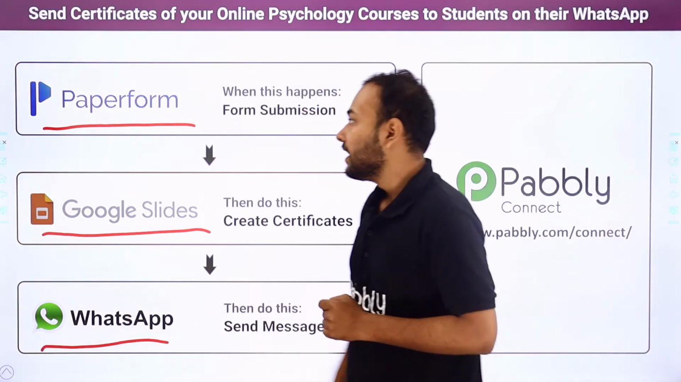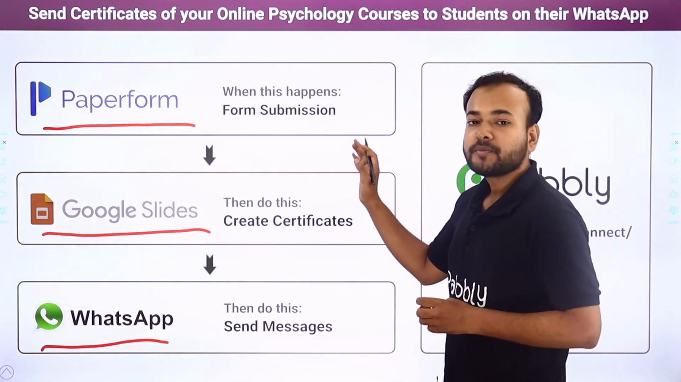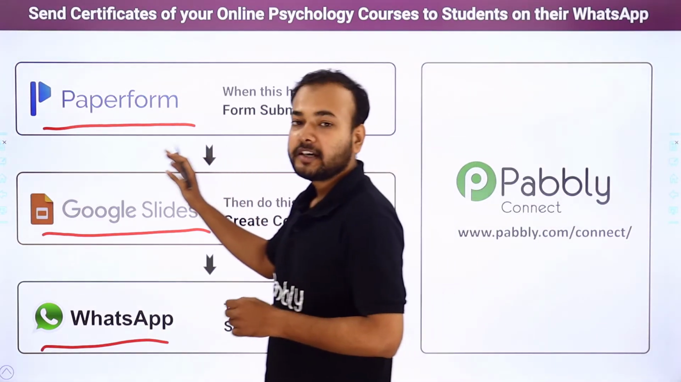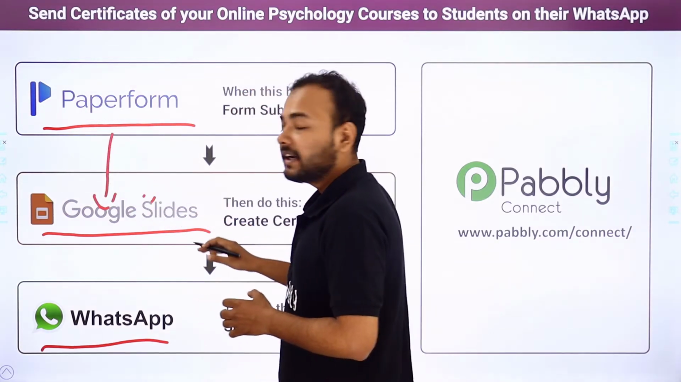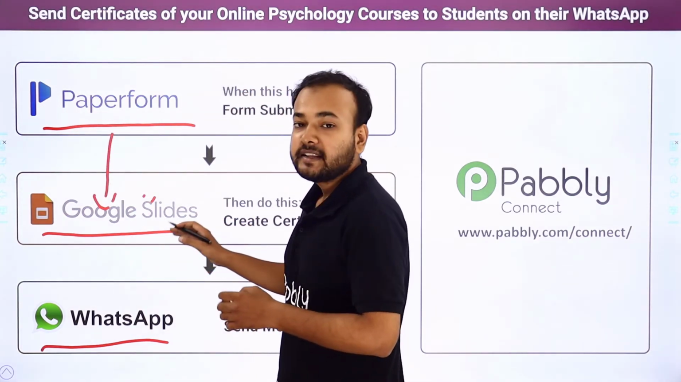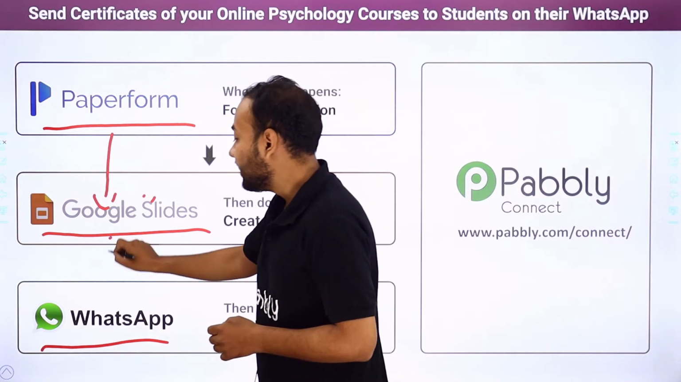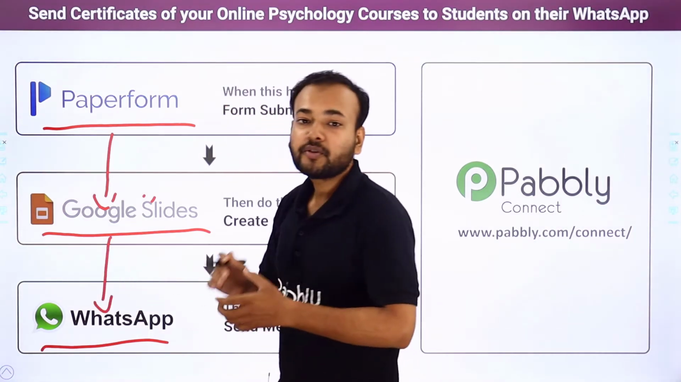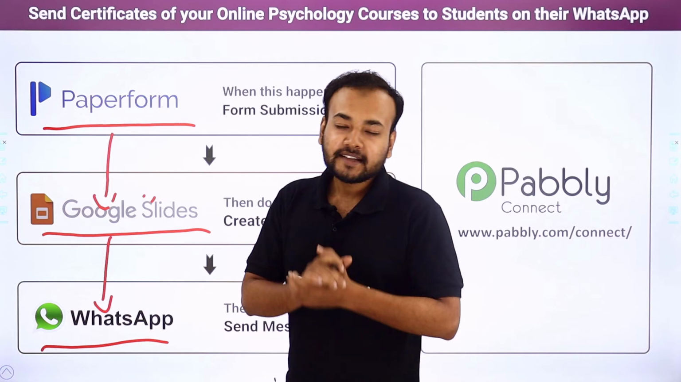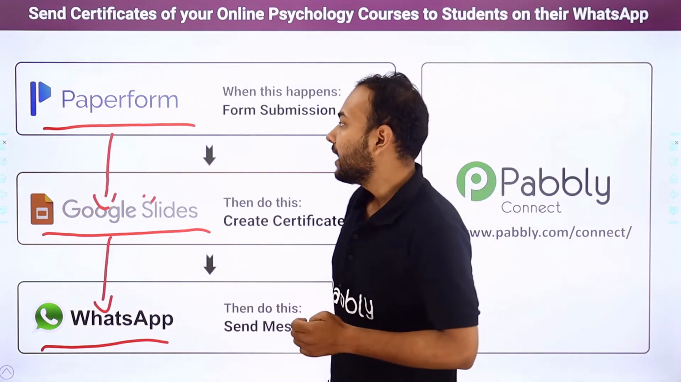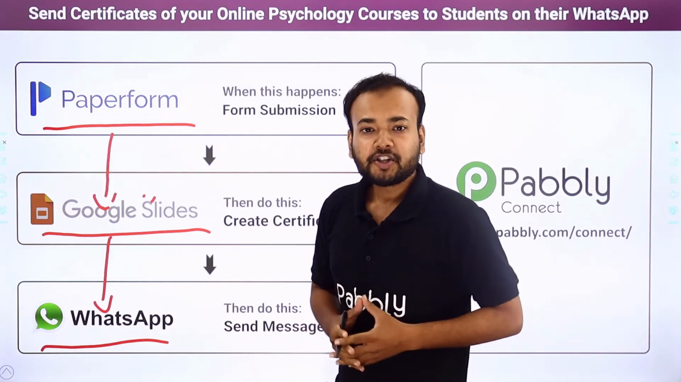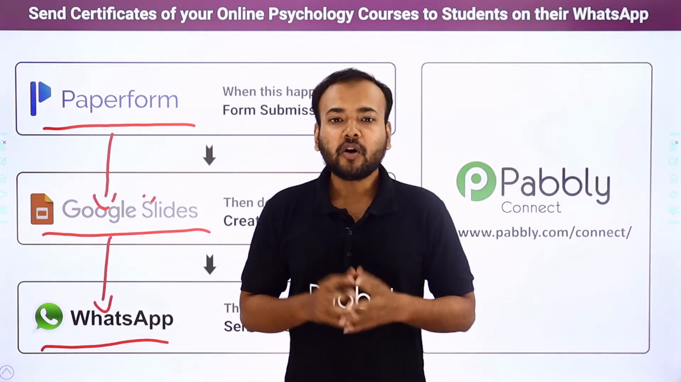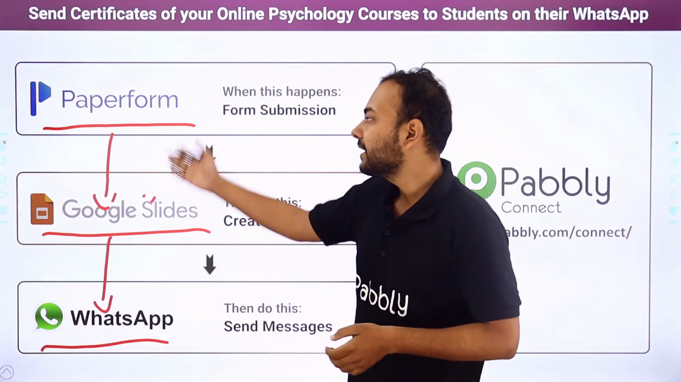What if I tell you that as and when you receive a form submission here in a form created by hmm, a certificate gets automatically generated in this Google Slide, and the same certificate gets automatically delivered to the WhatsApp account of your student. Yes guys, this can happen, and this can be done by connecting your hmm with Google Slides and WhatsApp. But the issue is there is no direct connection or integration present between these three applications.